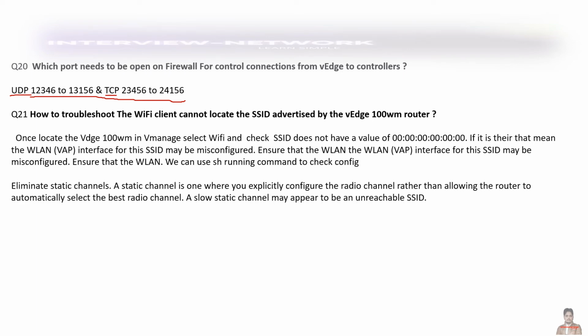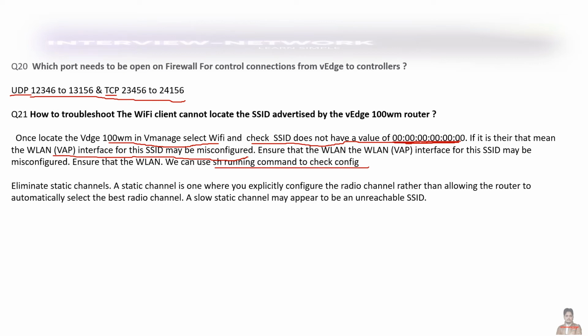Once you locate the vEdge 100WM on vManage, select Wi-Fi, and on the left-hand side check the SSID, and check whether there is any value there or not. If you see a value, that means there is a configuration issue, meaning the WLAN or WAP interface for this SSID is misconfigured. It is very important that it should not reflect this value. So you need to check the configuration and work on that. You can also use the show running-config command on the CLI to check the configuration.